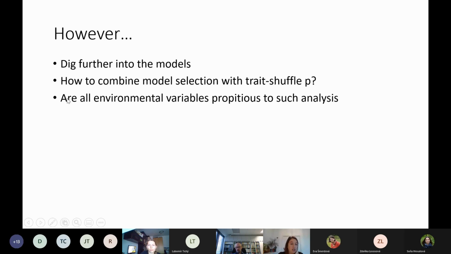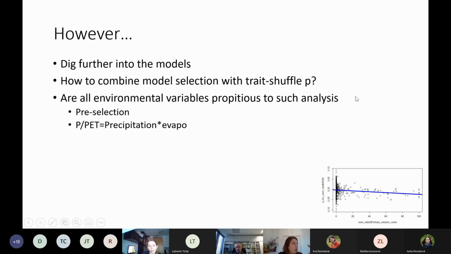And another thing that I just realized is whether all environmental variables are suitable for such analysis. I realized that I probably had to do a pre-selection of those variables beforehand. For example, here, the percentage of volcanic rocks. All of my points are here. Is it suitable?